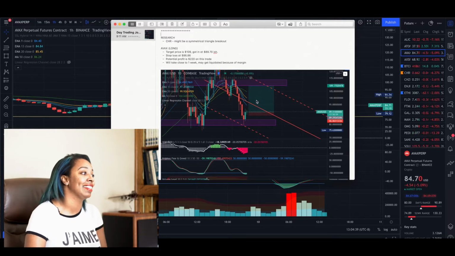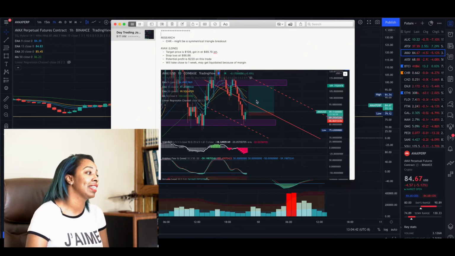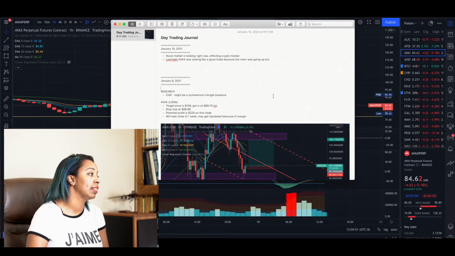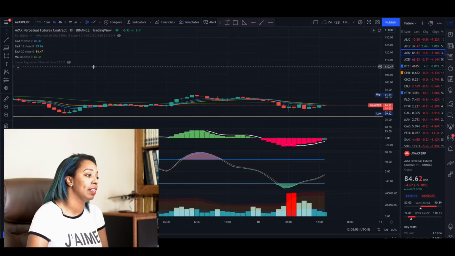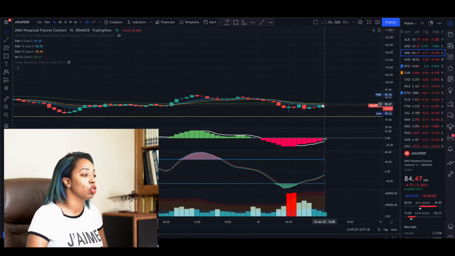so that way I could take my money out and do something else with it. So anyway, this was the plan last night, but today I wrote stock market is tanking, affecting the crypto market. AVAX was looking good last night, and if we look at AVAX right now, we can see this is the perpetual, so this is the shorting one. So if you're shorting AVAX right now, I was actually going long, but if you're shorting, looking at this MACD here, it looks like it's about to go to the positive side, which means you definitely don't want to short, you want to go long.